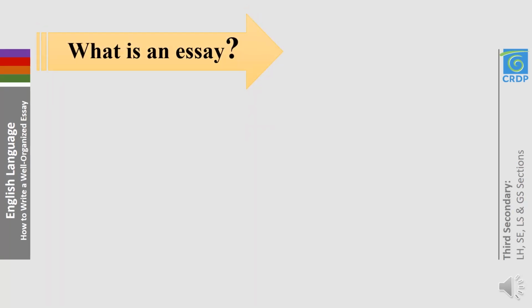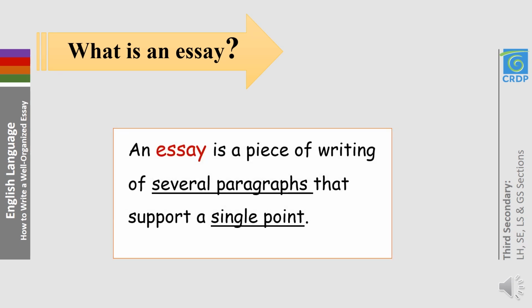What is an essay? Letters can be combined into a word, and words can be combined into a sentence. Sentences can be combined into a paragraph, and paragraphs all together make up an essay. So an essay is made up of several paragraphs. Is this all? No. All the paragraphs should support a single point. So, an essay is a piece of writing of several paragraphs that support a single point.